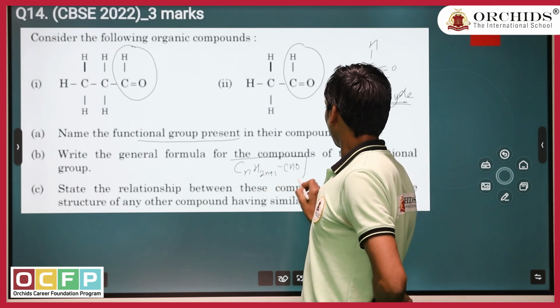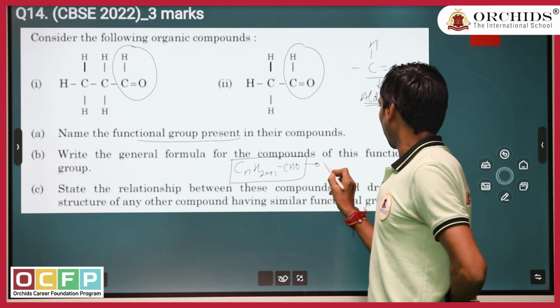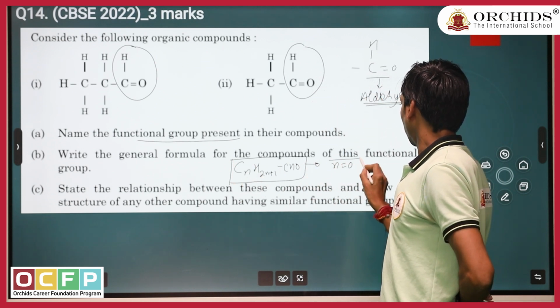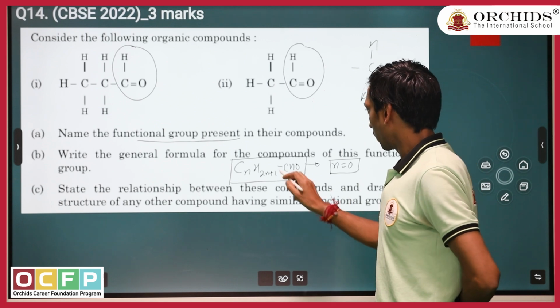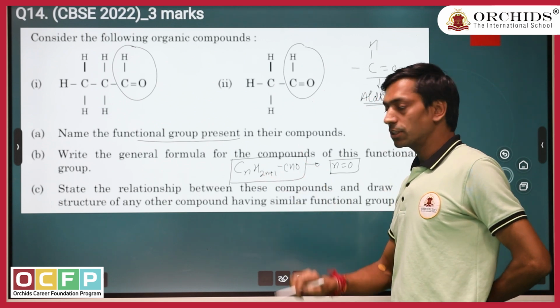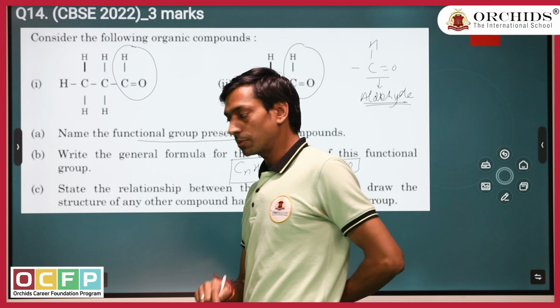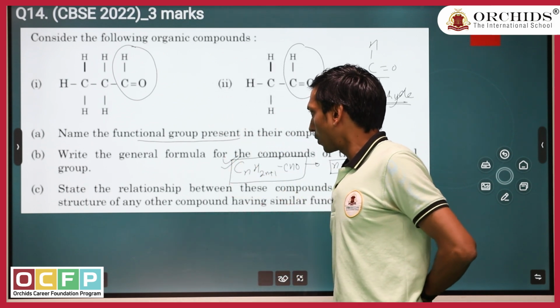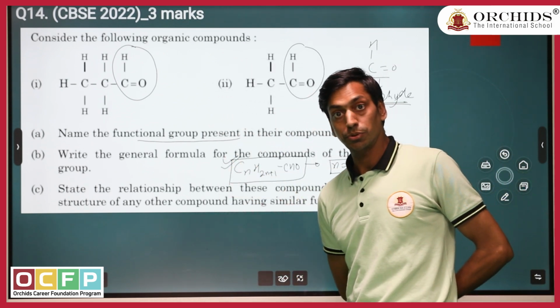That is the general formula, but here you have to keep in mind N will start from 0. When you put N equal to 0, you will get the first member of the aldehyde series. To get the first member, in this general formula, we have to put N equal to 0. It should not start with 1.